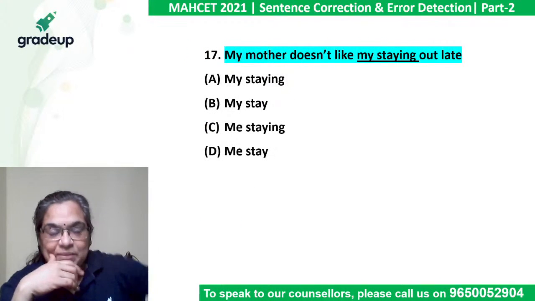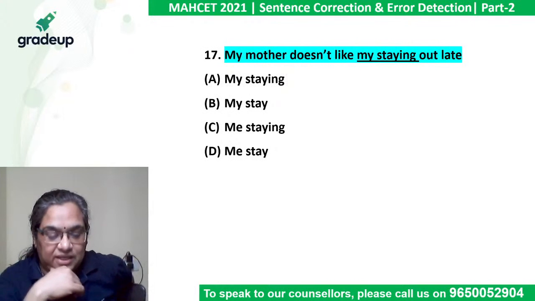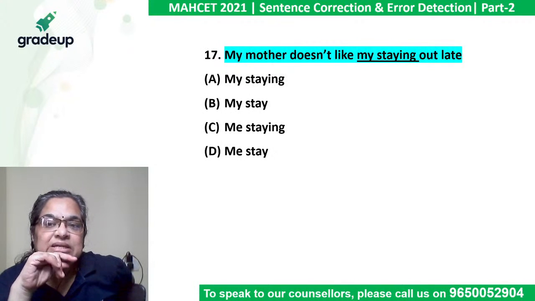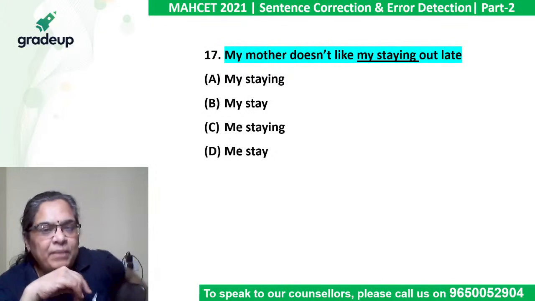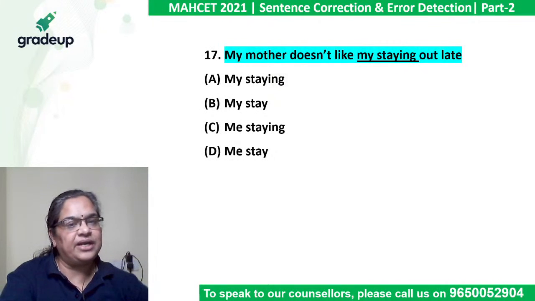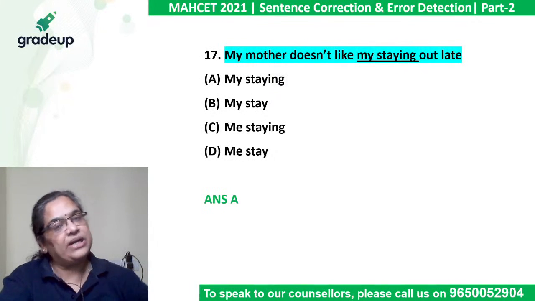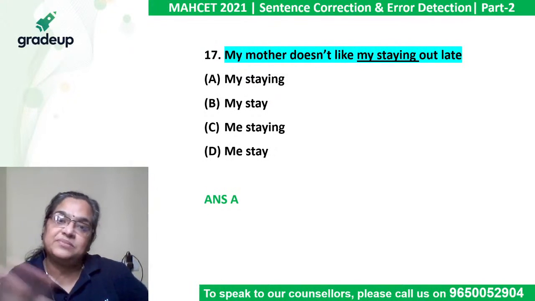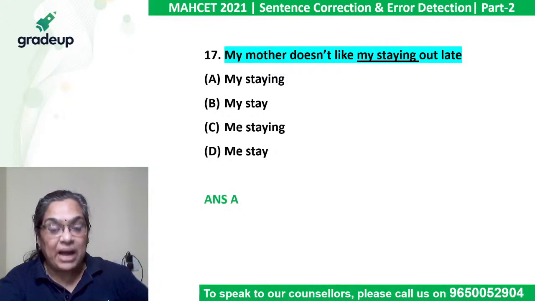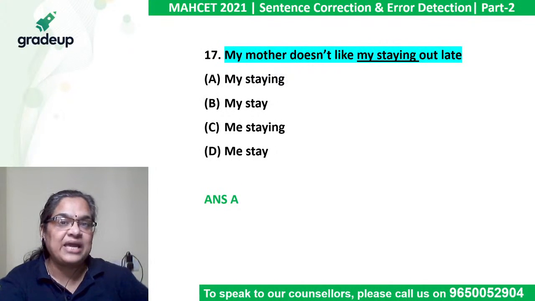Oh, I think I might have given you 20 questions instead of 15. Jaldi karte hain, time off. Yeah. My mother doesn't like my staying out or me staying out late. My mom doesn't like. The moment you use an ing word, it becomes my staying out late. She doesn't like me staying out late nahi hoga. She doesn't like me becomes a separate sentence. So my staying out late. What doesn't she like? Yours if you stay out late. So the answer is A.